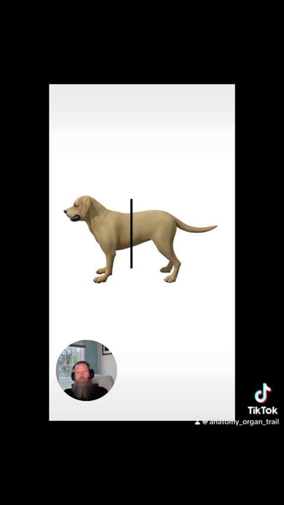And then here we have one that is perpendicular to the long axis of the body. This is also going to be known as a transverse section. So transverse sections run perpendicular to the long axis of the body in quadrupeds and in bipedal organisms.